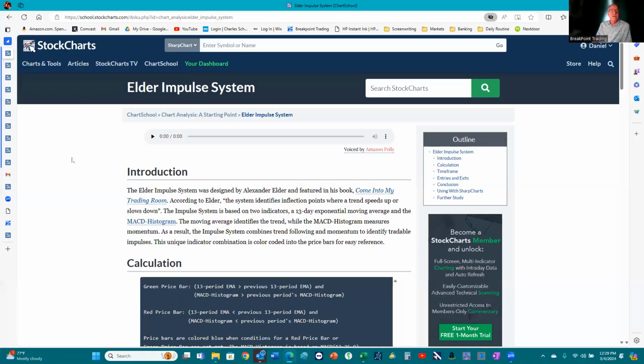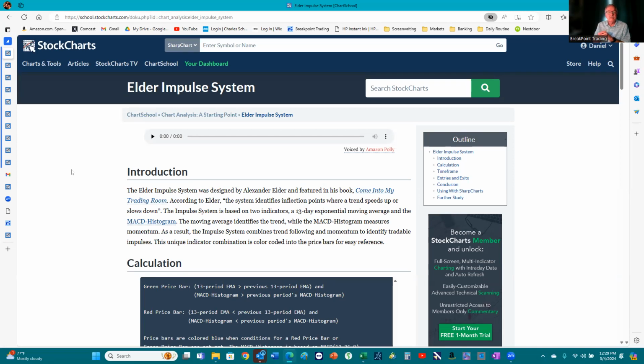So let's start with the Elder Impulse System. These are the bars that I use. I don't use them all the time, and I want to make one thing clear: there is no right or wrong with technical analysis. It really is what you're comfortable with, what you're used to seeing. Different people will use different indicators. I don't recommend putting a lot of them on one chart, and don't put ones that are redundant, because they're going to give you the same signals.